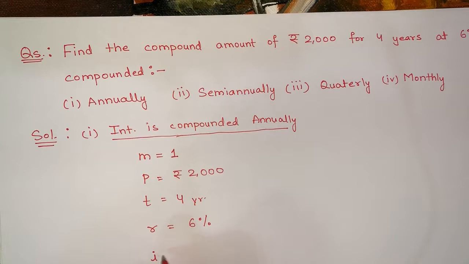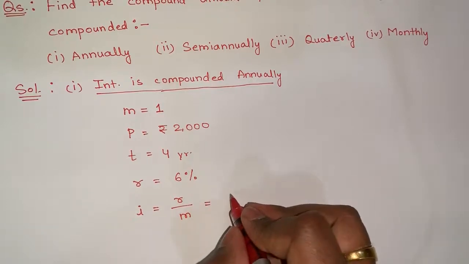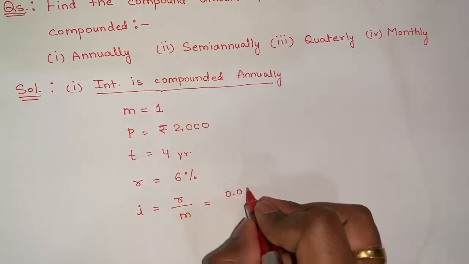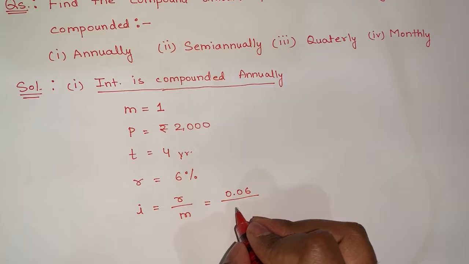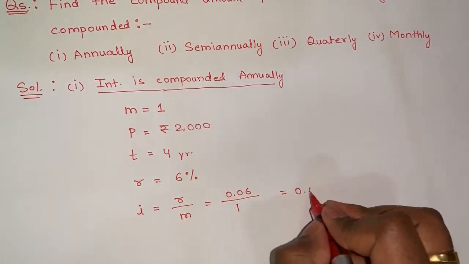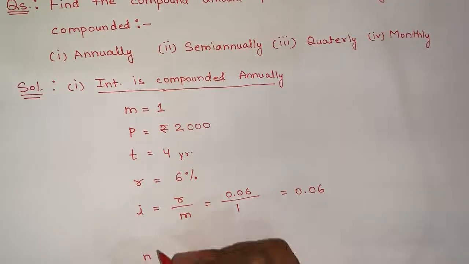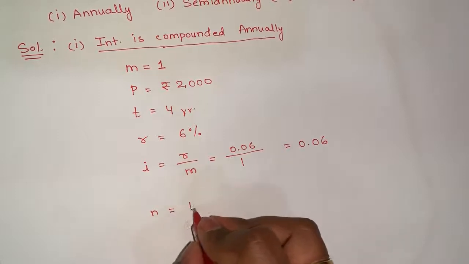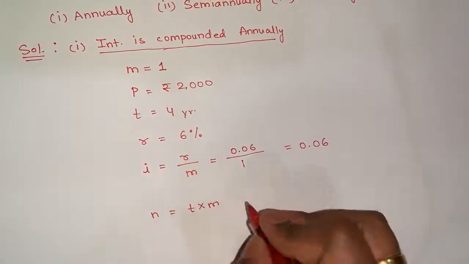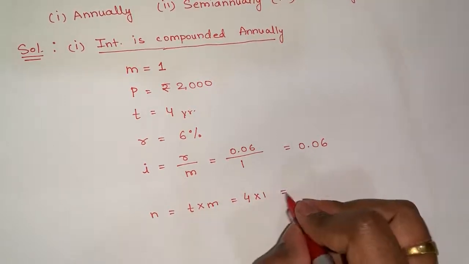Therefore, what is my i? i equals r by m, which is equal to 0.06, that is 6%, divided by m. m is 1, which is equal to 0.06. Now what is my n? n is equal to t multiplied by m. What is my time frame here? 4 years. My m is 1, so this is equal to 4.